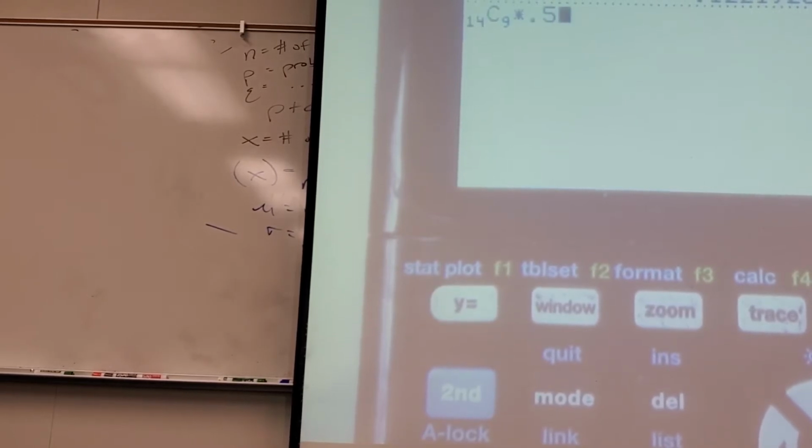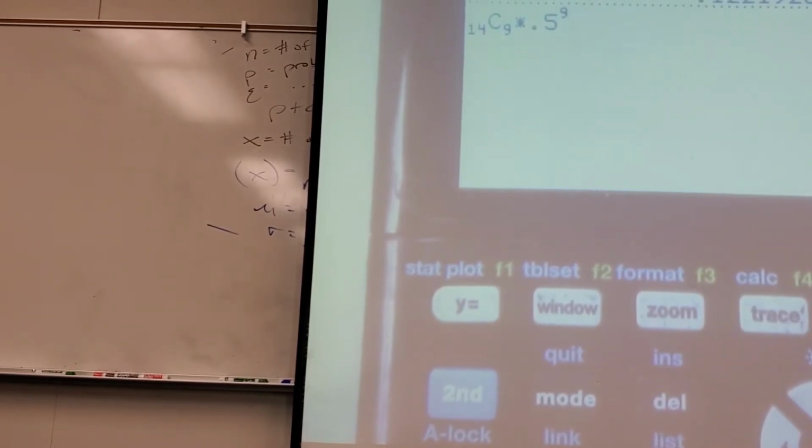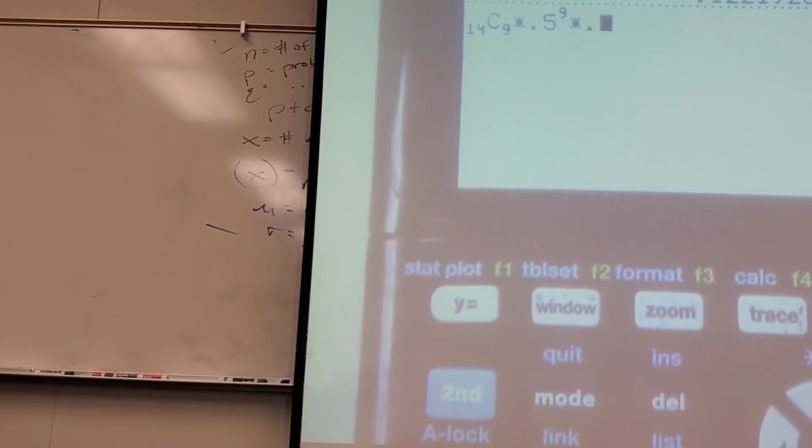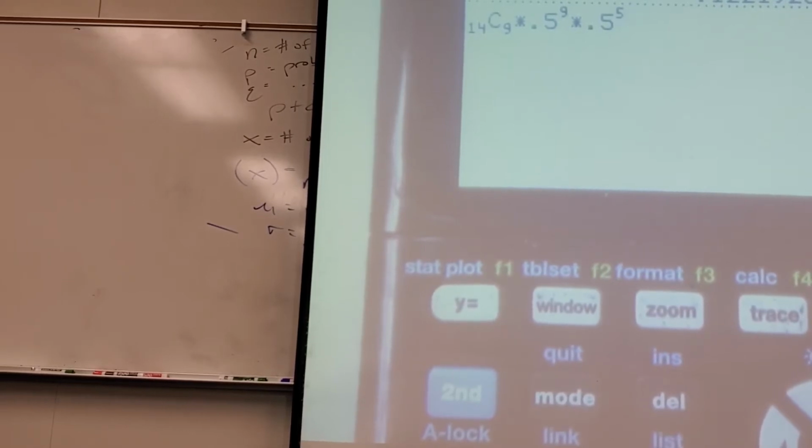Times 0.5 to the 9th. I got 9 successes. Hit the over arrow to come back down. So that's the trade-off of the calculator making it look like how we write things: if you're in the exponent, you better come back down. If you're in the subscript, you better come back up. That's the trade-off. Times 0.5, and I want five failures. So I get 14 total. You guys with me? Kabam.